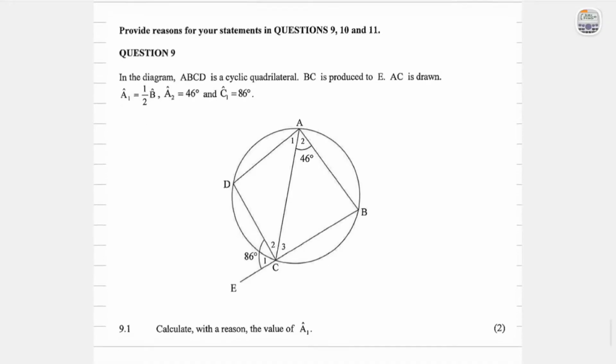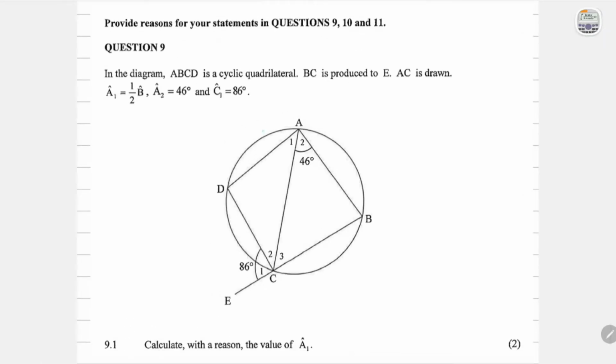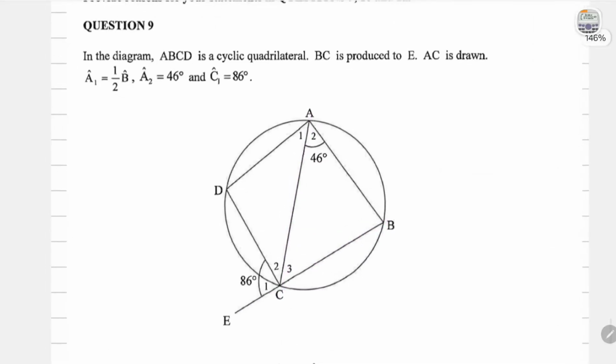Question 9, and they already make a statement. Provide reasons for your statements in questions 9, 10, and 11. Question 9 says, in the diagram, ABCD is a cyclic quad. BC is produced to E, AC is drawn, and then they start telling us these, which is going to be important.